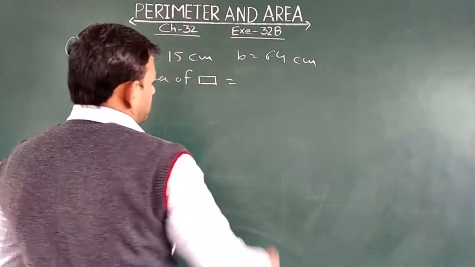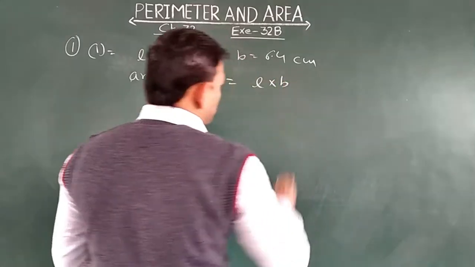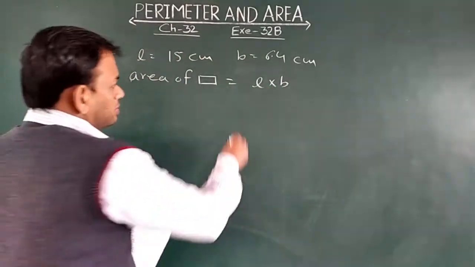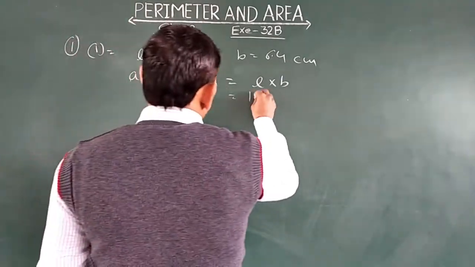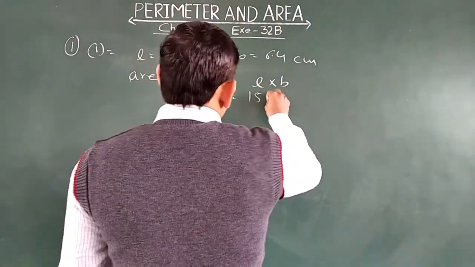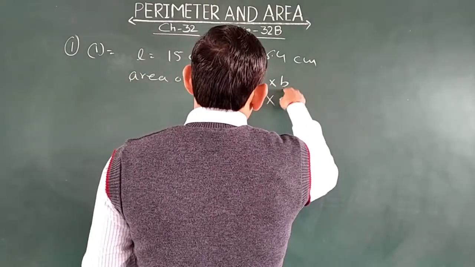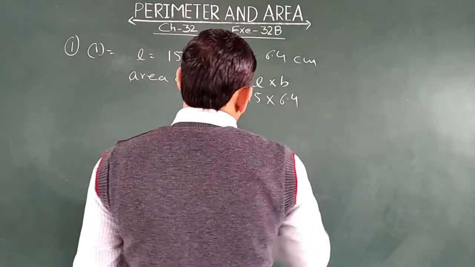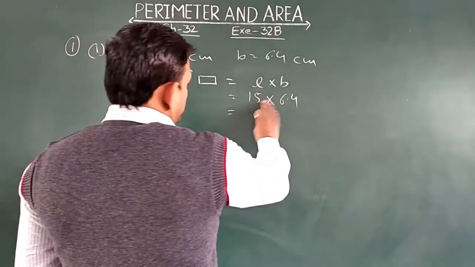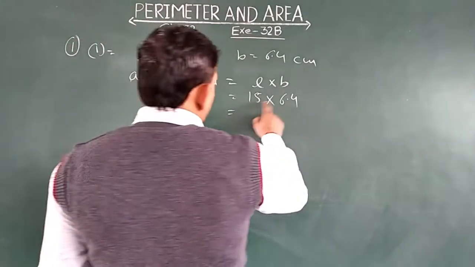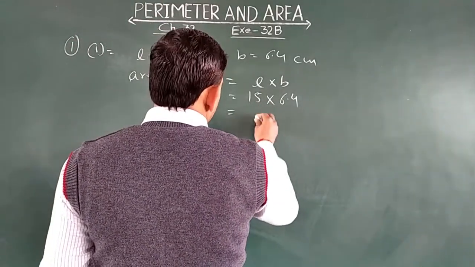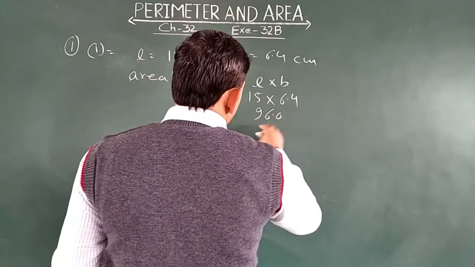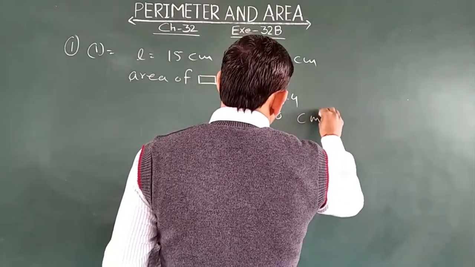The area of a rectangle, as you know, is L into B. I told you how to find the area of a rectangle by multiplying the adjacent sides. L is given as 15 and B is given as 6.4 centimeter. Both measurements are given in centimeters, so when you multiply, you will get 96 centimeter square.